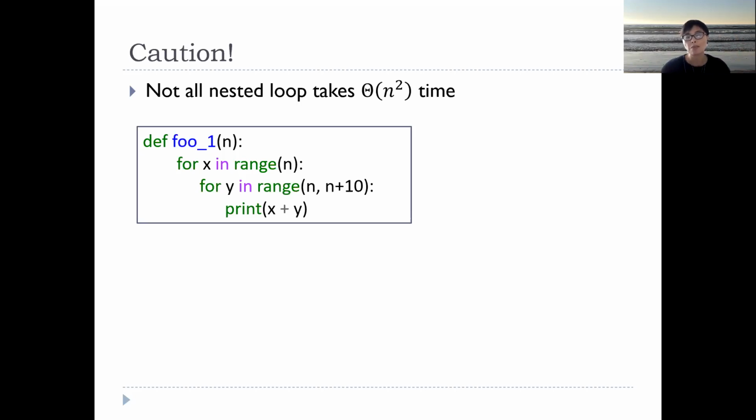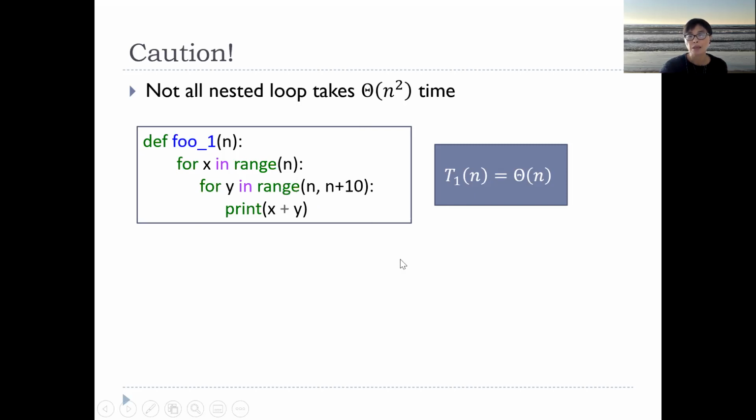For example, we saw this example last time: for this nested loop, you go inside out. When you look at the inner loop, it only runs a constant number of iterations, because it goes from n to n plus 10. So there are only 10 iterations. The inner loop only takes constant time, and the outer loop takes n time. That's why the total time complexity is linear order.